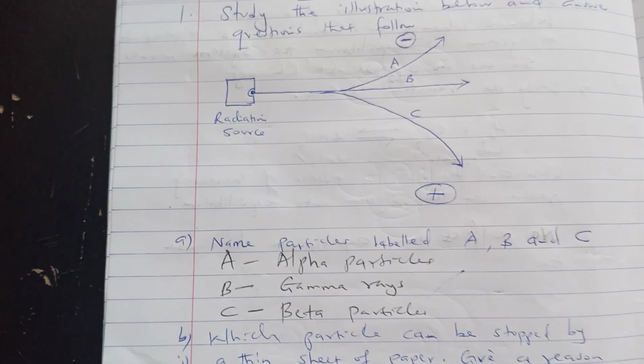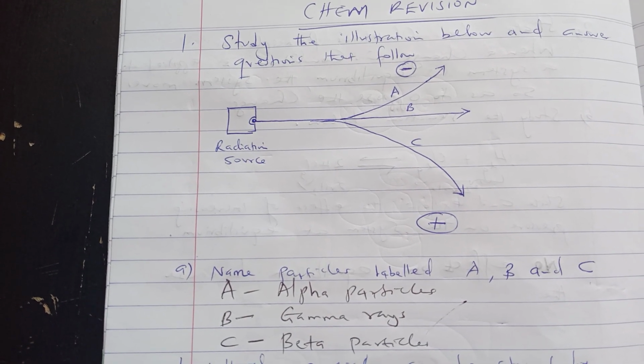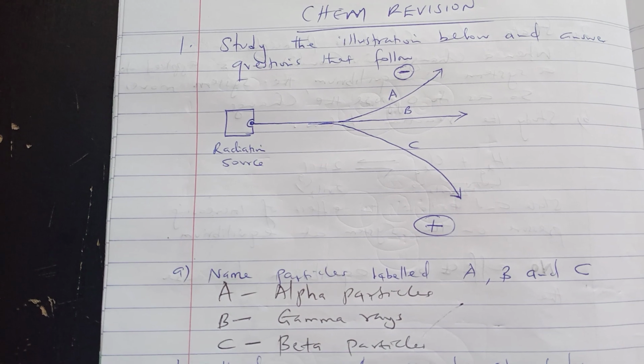So look at the answer there. You can see A must be alpha particles, B gamma, and then C beta particles.